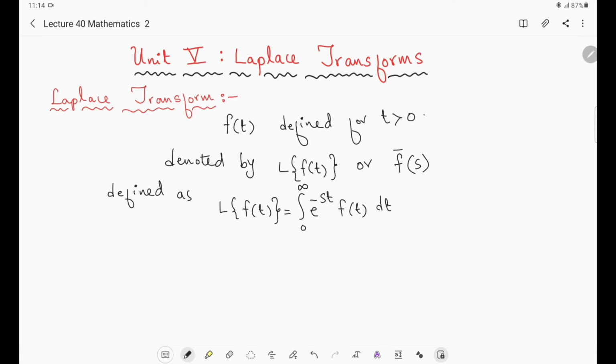This is the definition of Laplace transform. How is it defined? The Laplace transform of f of t equals the integral from 0 to infinity of e power minus st f of t dt. This is the Laplace transform of f of t.